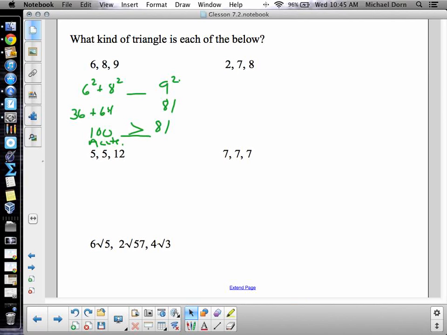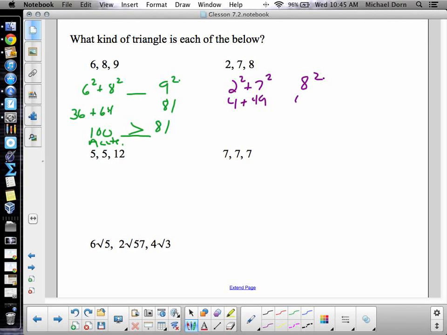2, 7, and 8. Well, first thing we should always ask ourselves, does 2, 7, and 8 even make up a triangle? Yeah, because 2 plus 7 is bigger than 8. So 2 squared plus 7 squared, 8 squared. So that's 4 plus 49 and 64. 53 and 64. Oh, this time c squared is too big. What's it going to be? Obtuse.